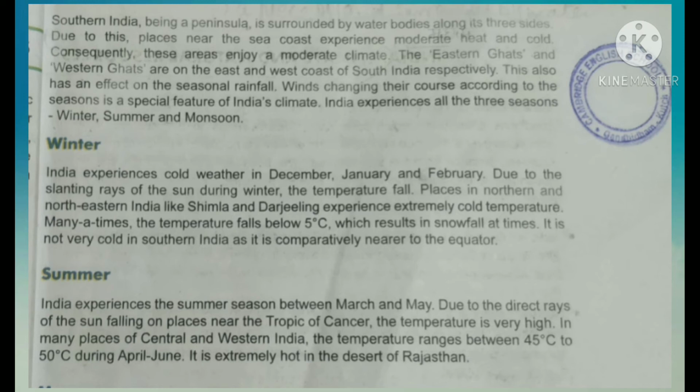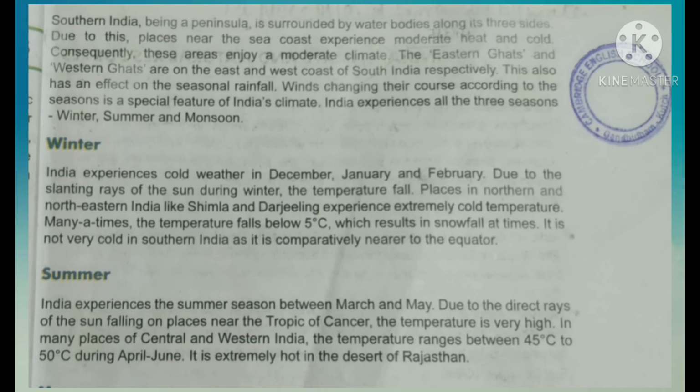Now we will talk about winter season. India experiences cold weather in December, January and February. In these 3 months, we feel severe cold in December, January and February. Due to the slanting rays of the sun during winter, the temperature falls. During winter time, the sun rays do not fall straight. It falls in a slanting way, in a sloping way, at an angle. Because of it, the temperature falls down.